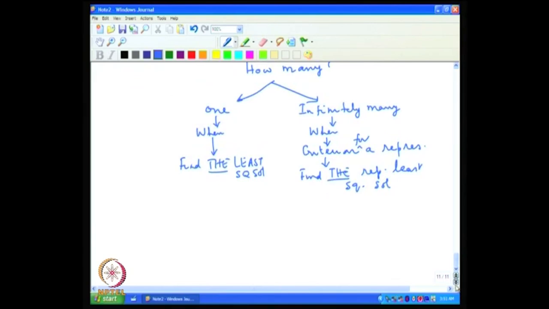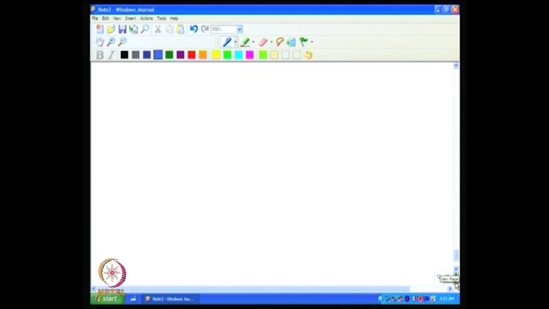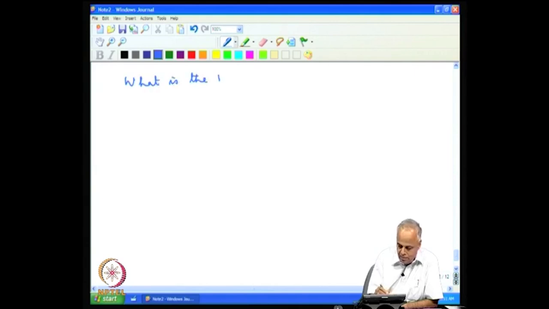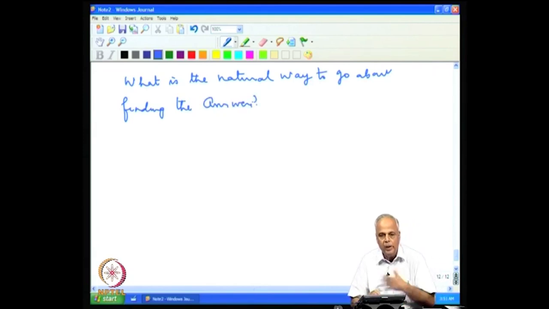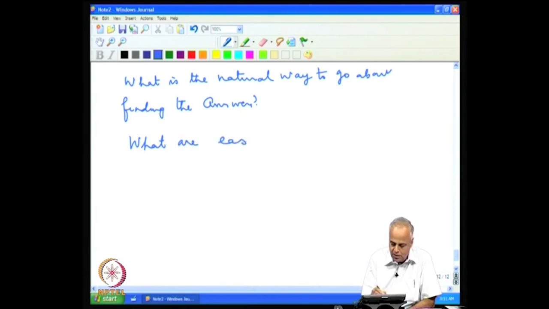Let us next get back to the question of how do we handle all these questions? What is the natural way to go about finding the answers? The natural way that a mathematician does is, whenever he has a problem which is difficult to solve, look at the simplest version of the problem and see what are the mechanisms involved in the simplest version, and the knowledge gained from that is going to help him to handle the most difficult or the most general situation. So, the first thing that we would like to ask is, what are easy systems?